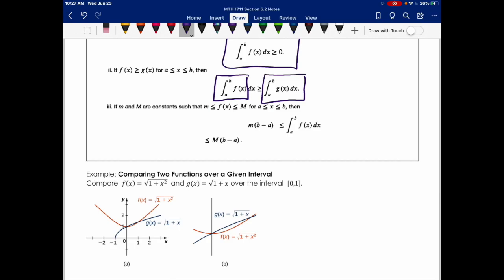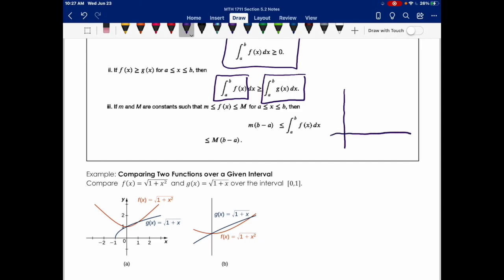And then the last part of this theorem says, if little m and big M are constants such that the value of the function falls between little m and big M on the interval from a to b, then if you take the difference of the interval and multiply it by little m and big M, the area under the curve from a to b is going to fall between those two values.